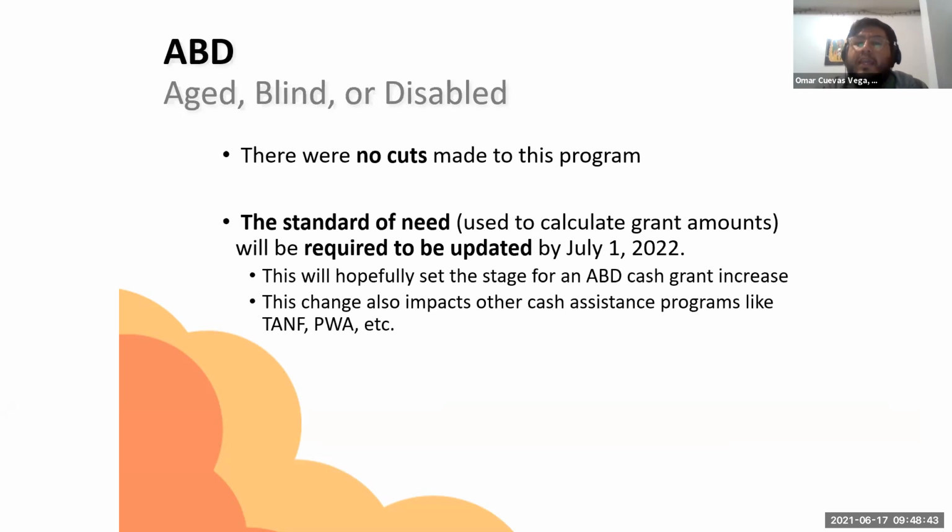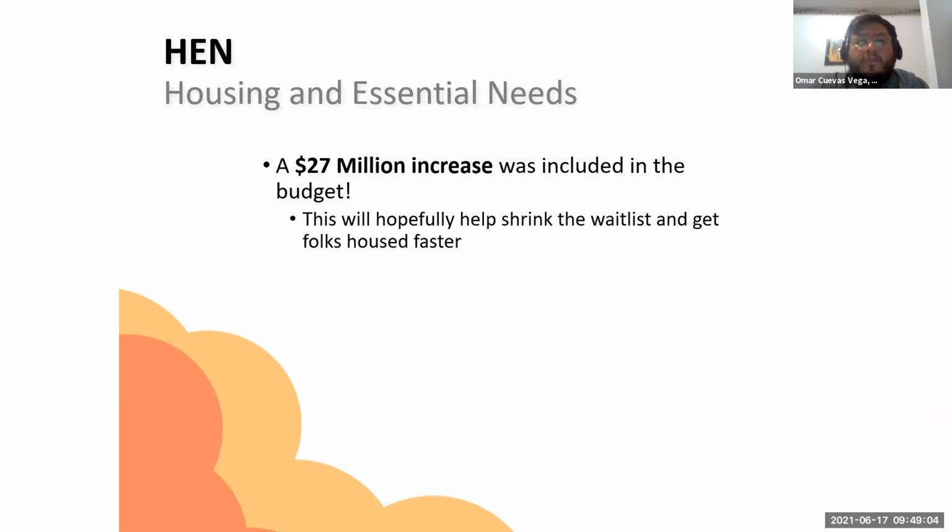It additionally provides transitional food assistance for families who are exiting SNAP. It provided funding for the Disaster Cash Assistance Program, which I'll talk a little bit more about later. And then, of course, it modernizes the standard of need, which definitely needs to be updated for sure. Next slide, please. For housing and essential needs, we were able to secure a 27 million increase.